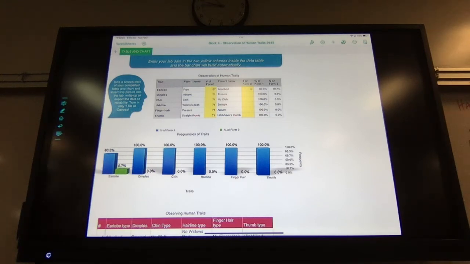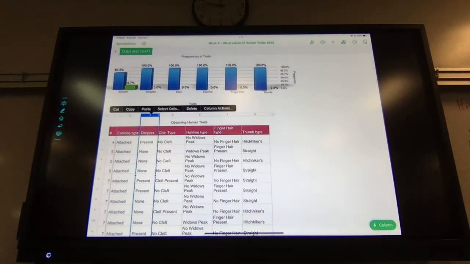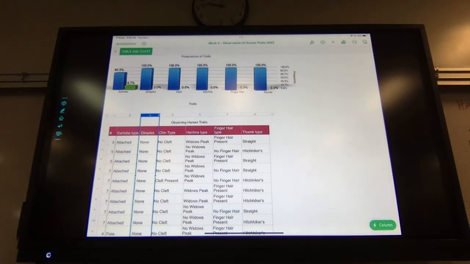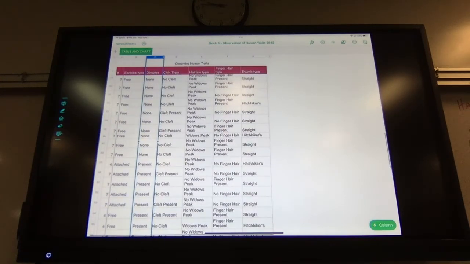Let's do another one. Dimples. Go down, tap on letter C, column actions, sort ascending. And now I have everyone that does not have a dimple up at the top. So I'm going to look down here, find out where it changes from none to present. And it's at record number 49.